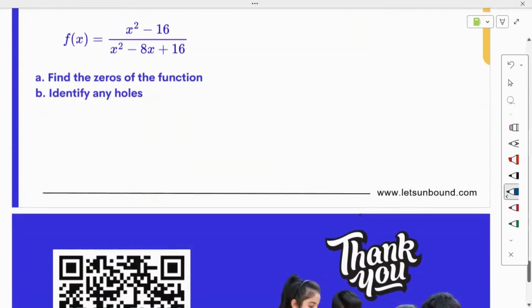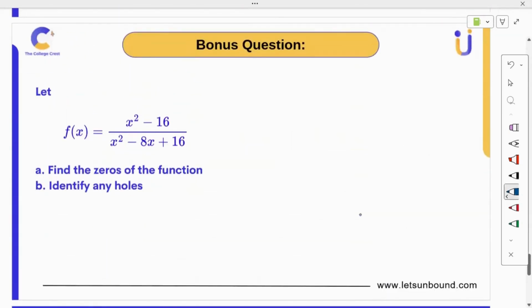So that's it. Here is a bonus question. A function is given to you. Find the zeros of the function and identify any holes. If you watch the video fully, you might get a clue about what a hole is. Of course, we will learn more about holes, but this is an extra level question for you. If you missed it, do rewatch the video. I have explained what a hole at a point is. So use that fact, try to find the holes, and drop it in the comment section.